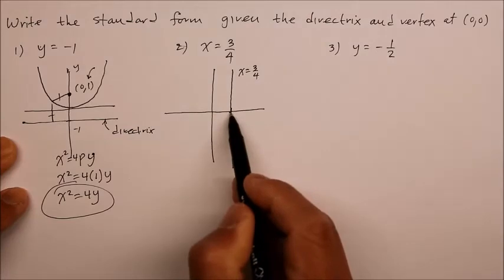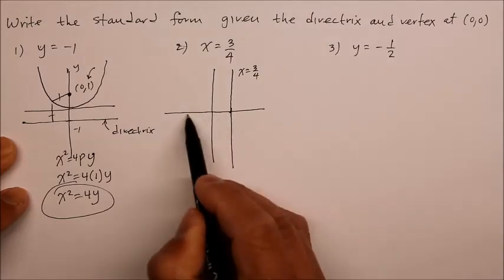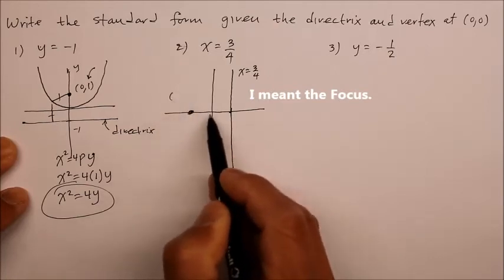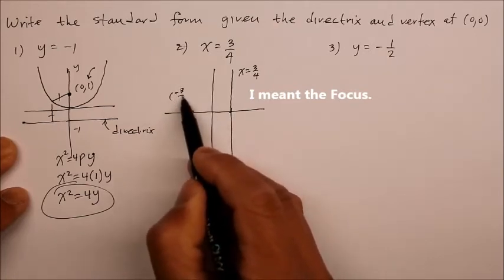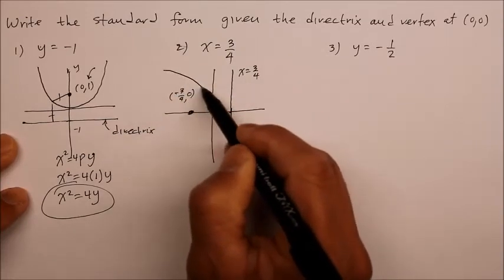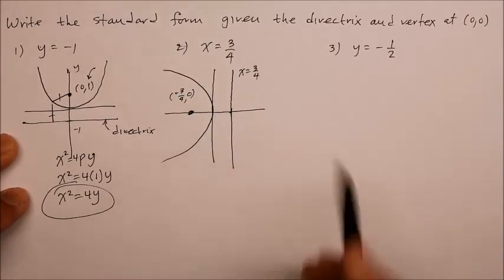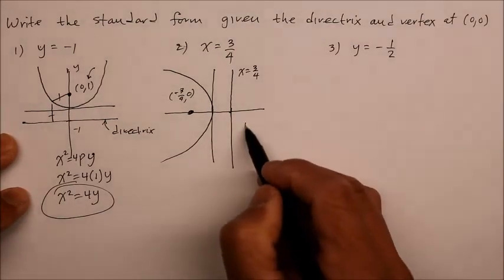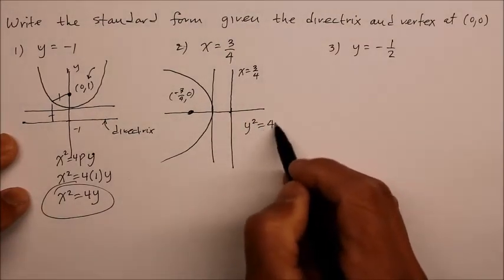That means the vertex is exactly on the opposite side, equidistant. There's going to be the vertex. And the coordinate for that? The x is -3/4 and y is 0. And the parabola, going through the origin, should open up to the left like this. And this time it's going to be a function of y.